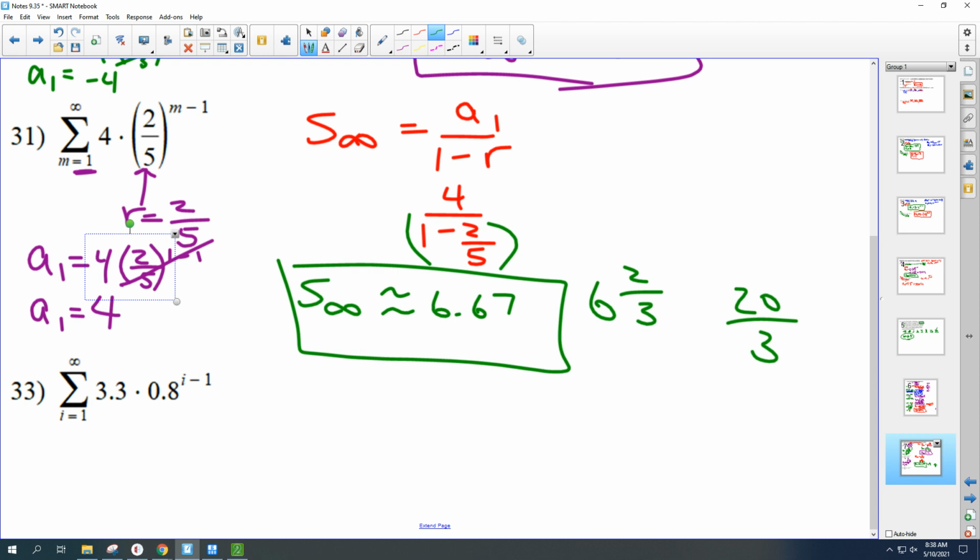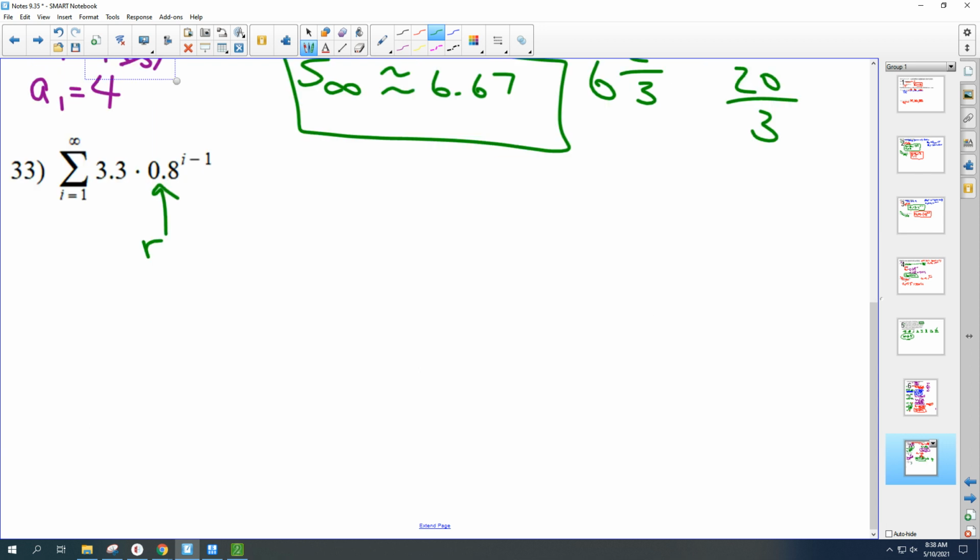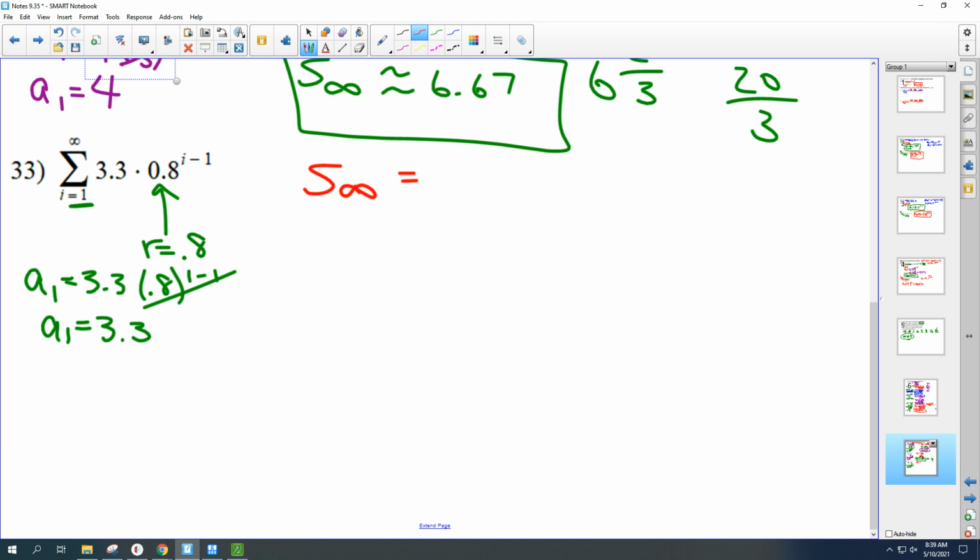Last one, 33. Again, this looks like it's going to be kind of tough, but here's R. R equals 0.8. And you need A1. A1 is what you get when you plug in this number. 3.3 times 0.8 to the 1 minus 1. Well, that's just going to cancel out because that's 1. So A1 is just going to equal 3.3. It's not necessarily always going to be that number, but just do what it says. We want the infinite sum. We're going to take the first term, 3.3, divided by 1 minus R, which is 0.8.